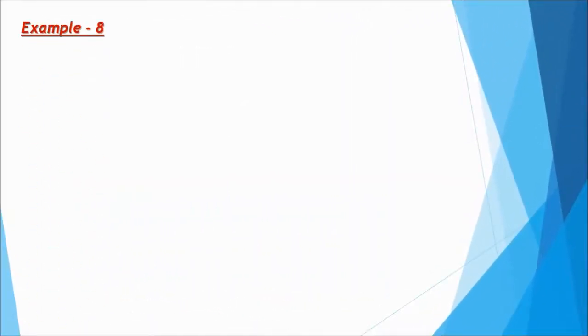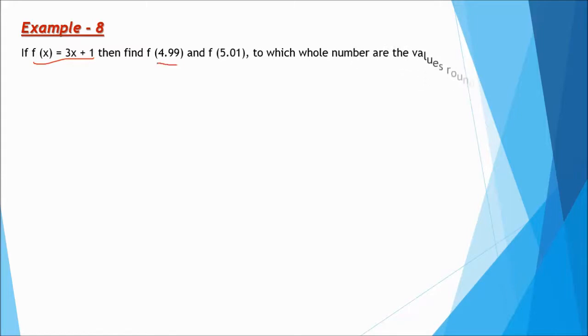Example 8. If f(x) is equal to 3x plus 1, it is a given function, then we have to find the value of the function at x is equal to 4.99 and 5.01, to which whole number it is rounded up. We can easily round up. We have learned this rounding in the junior classes.